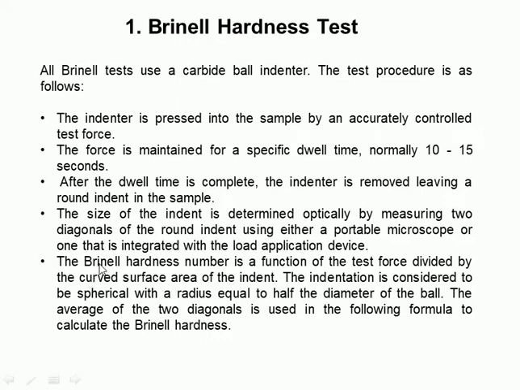The Brinell hardness number is a function of the test force divided by the curved surface area of the indent. The indentation is considered to be spherical with a radius equal to half the diameter of the ball, and the average of the two diagonals is used in the following formula to calculate the Brinell hardness number.